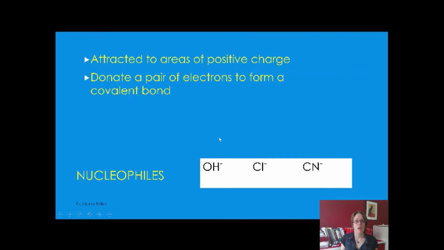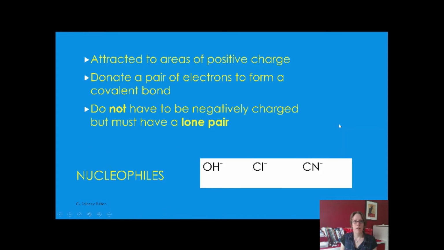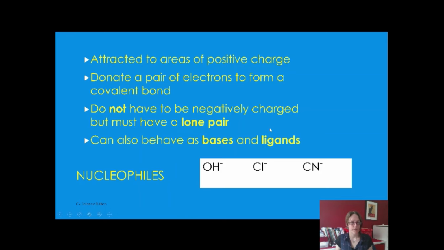So they can have a negative charge. Those examples down there, hydroxide, chloride, cyanide, which you may not have come across yet, but you will. But they don't have to be negatively charged, but they must have a lone pair, because they must have an excess of electrons that they can donate in order to form a covalent bond with that positively charged carbon that they're attacking. And anything that can be a nucleophile, for example hydroxide, can also behave as a base, such as ammonia. And hopefully we know what bases are by now, and that's because they do the same thing.